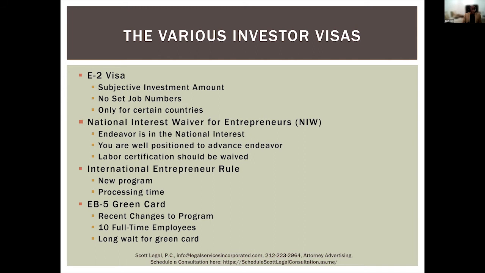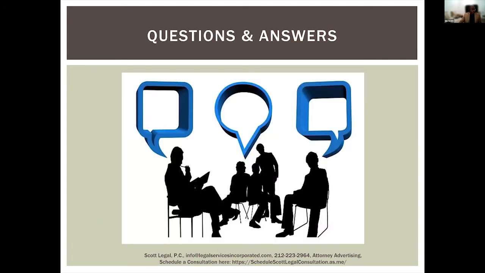And we talked about the recent changes to the program. It's 10 full-time employees, and it's a long wait. It's one of the biggest problems with the EB-5 program, just how long you would have to wait in order to get an approval. It really is a long and drawn out process. Perfect. So those are the investor visa options.